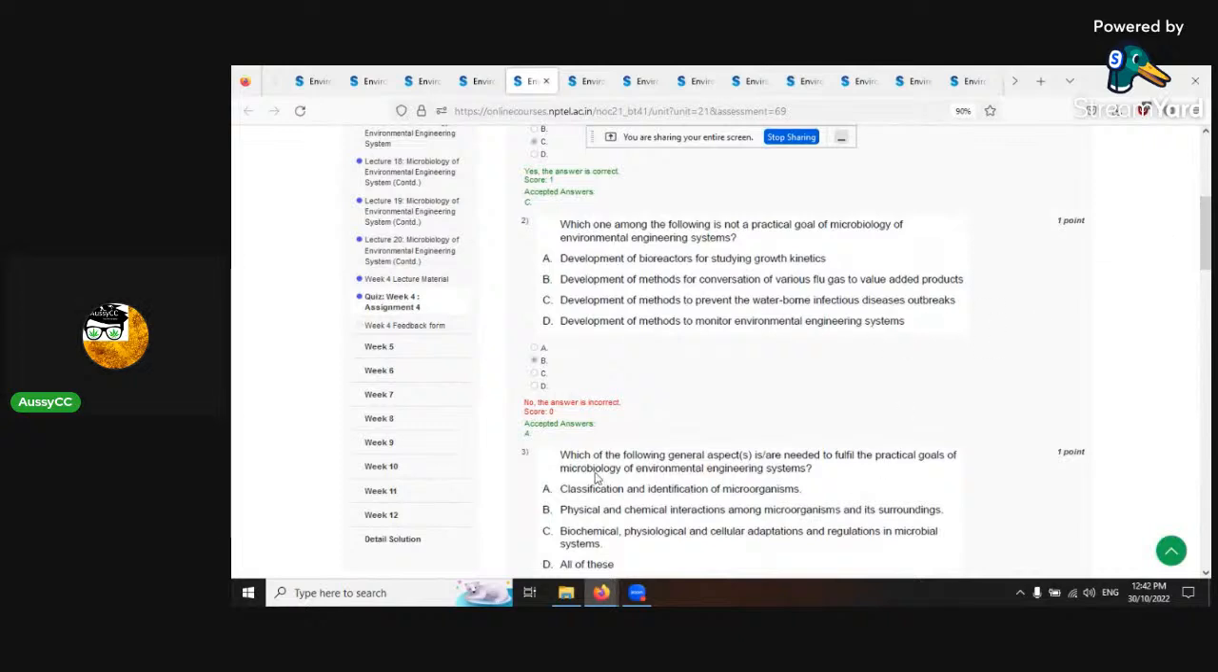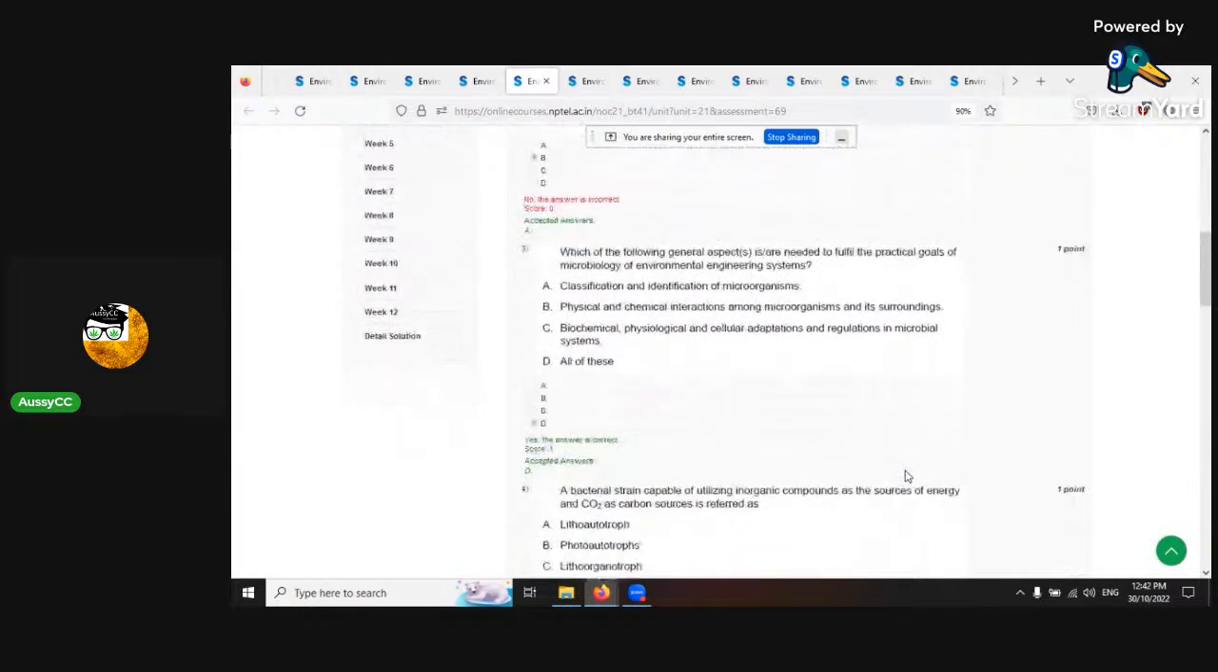It's pretty funky. Which of the following general aspects is needed to fulfill the practical goals of microbiology systems? All. Bacterial strain capable of utilizing inorganic compounds as a source of energy and CO2 as a source of carbon is referred to... Well, carbon source would be an autotroph, and lithotrophs is rocks, so that's inorganics.